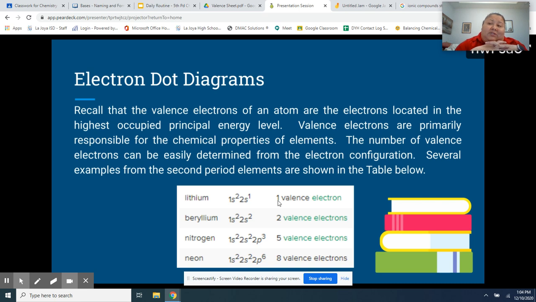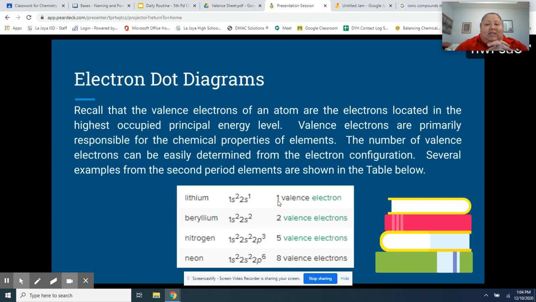Electron dot diagrams do the same thing. They tell you how many valence electrons there are so that you can predict if that element is going to share, is going to lose, or is going to gain electrons. Okay? And I'm just going to read this slide and then we're going to stop here. Okay, guys? So just bear with me one more minute.